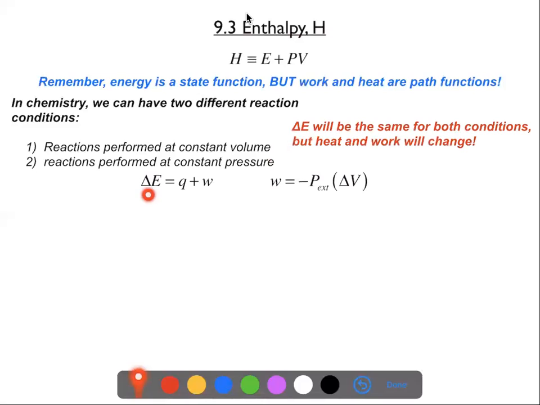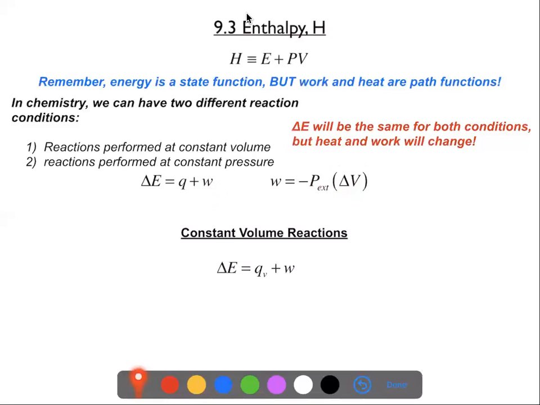So delta E, the total change in energy, is equal to Q plus W. And the work is equal to the negative exterior pressure times the change in volume. We're not going to work with this equation, but the important piece to recall is that work is dependent upon whether a change in volume occurred. That's how we would figure out work if you go on in chemistry.